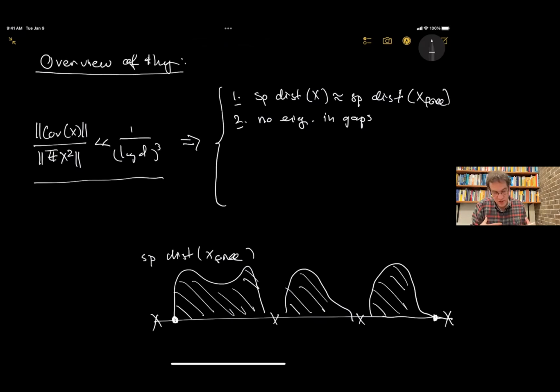So not just does the histogram of X look much like X free, but the support of the spectrum also looks very close to the support of the spectrum of X free, which means that there can be no outlier eigenvalues beyond what is predicted by the free probability ideal. Right? Third, we have the same conclusions for polynomials of such random matrices.